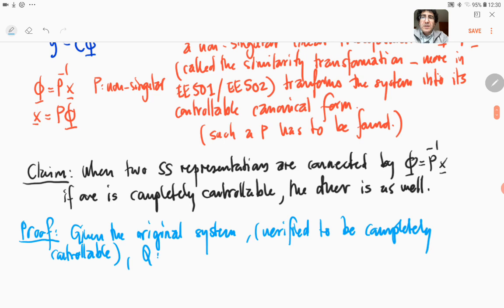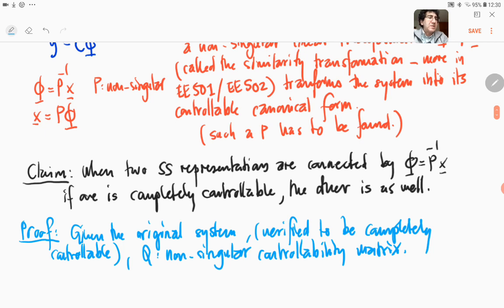Q being the non-singular controllability matrix. Okay, so it being non-singular means that the system is completely controllable and vice versa. Also this ensures that Q to the power minus 1 exists.